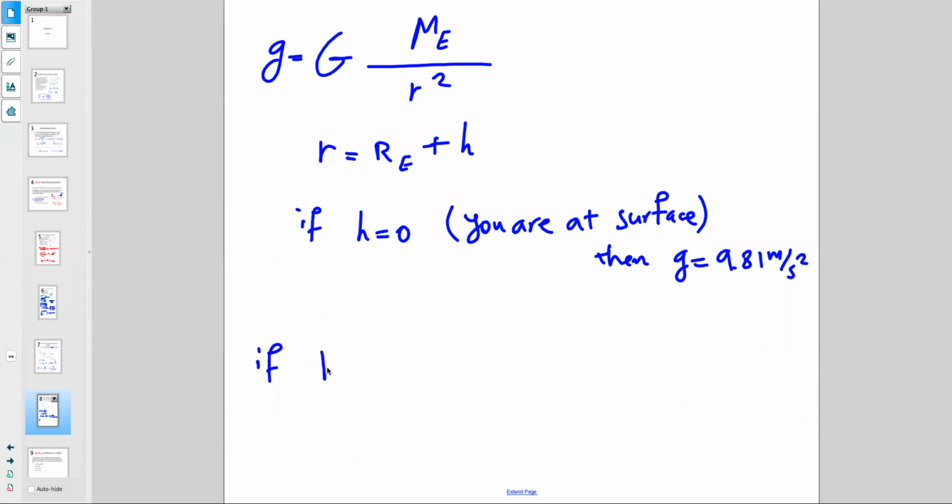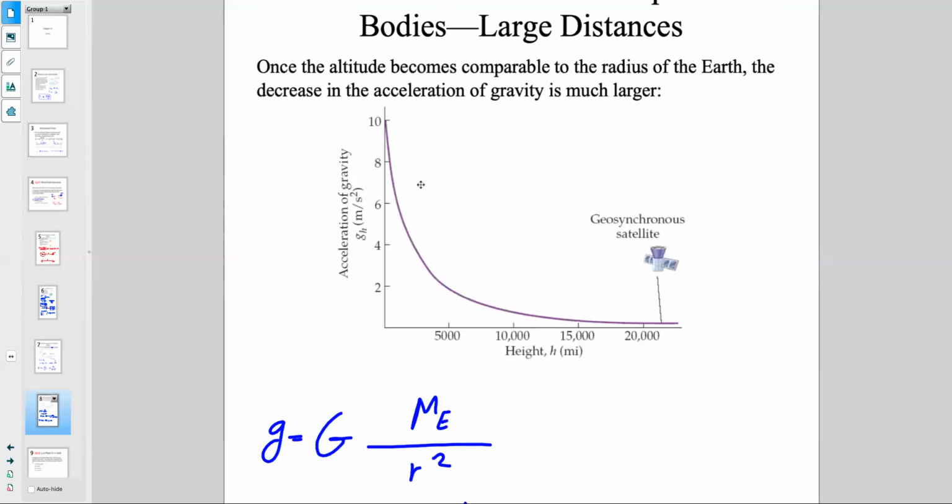If H is really, really big, like 10,000 kilometers away, for example, then you're really away from the surface of the Earth. Then g will go to 0. And you can see it somehow around here. If your height is 0, you're at the surface of the Earth, then the value for g is 9.81, close to 10.